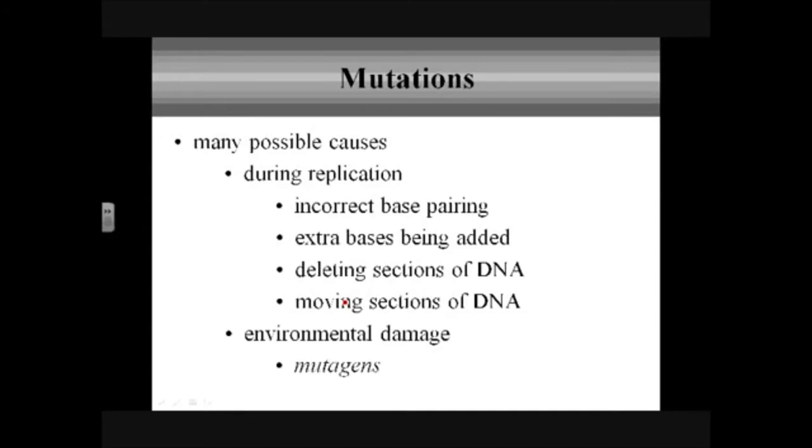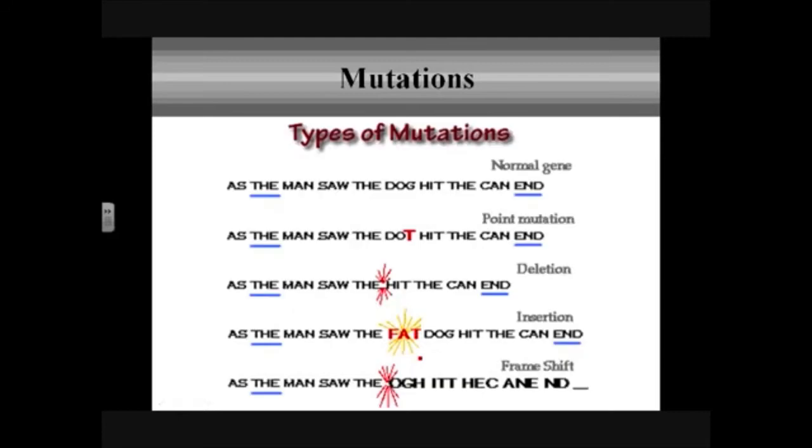There are also things called mutagens, which are things in the environment, things such as chemicals, radiation, sun exposure, etc., all these environmental factors that can alter the genetic information, the DNA base sequence as well.